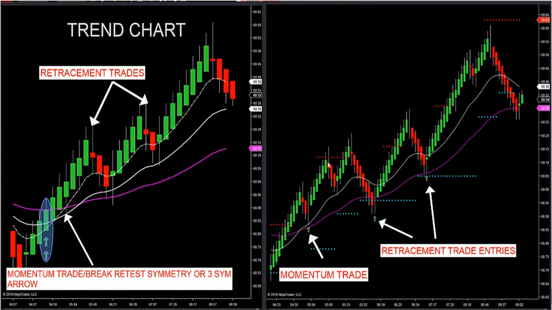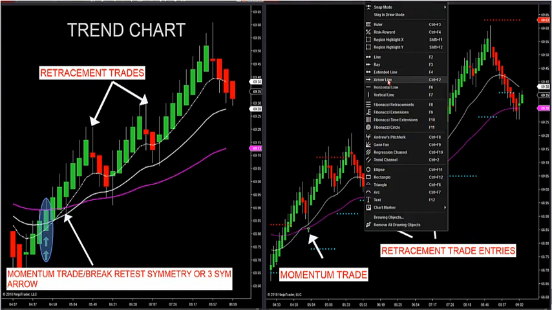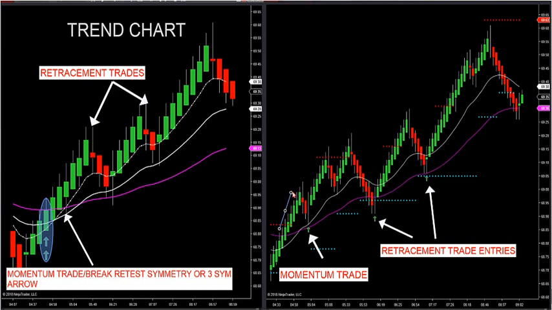I want to look for symmetry dots over here. I have red symmetry dots on the 5-sim Renko and blue symmetry dots. I want to see if the bars are green, then I want to concentrate on the red symmetry dots because I want the market to break through. I want to retest my symmetry dots. This is the momentum setup, the break retest trade.